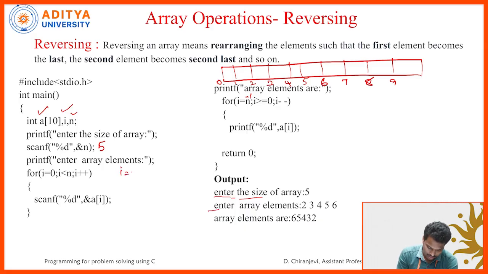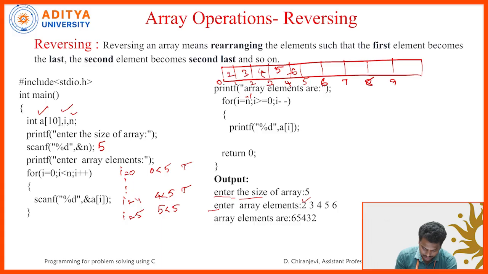So when you got I value 0, so 0 less than 5, that is I less than n, 0 less than 5, this is true. So when it is true you will read the value, that is 2, 2 will be stored in the memory. Similarly you will store for I equal to 1, I equal to 2, I equal to 3 and I equal to 4. When I equal to 4, 4 less than 5, this is true. By the time you have read 3, 4, 5 and 6, 6 is the last element, I equal to 4 you have stored. After that I equal to 5, 5 less than 5, this is false.